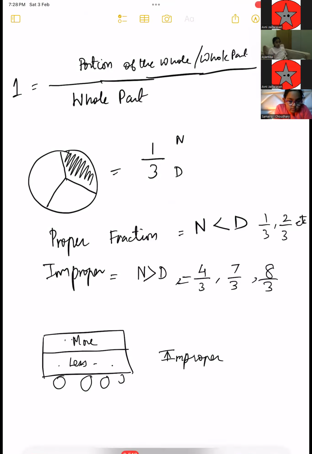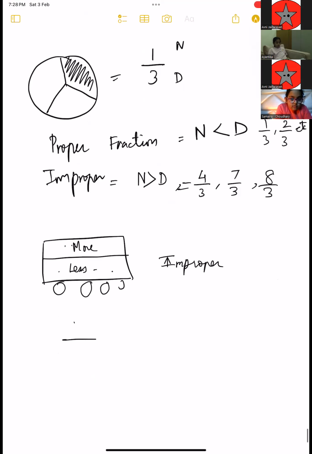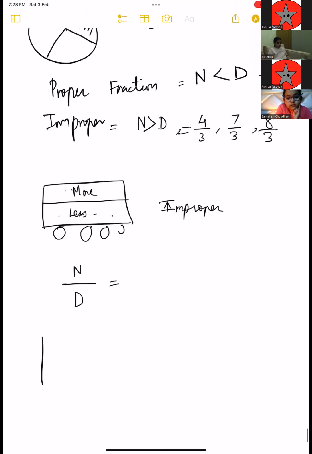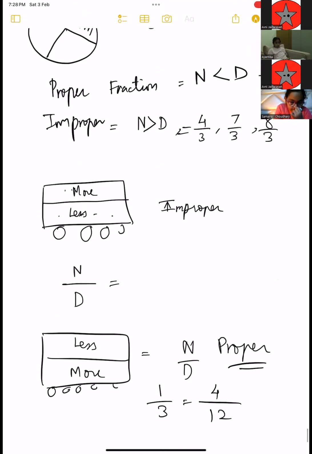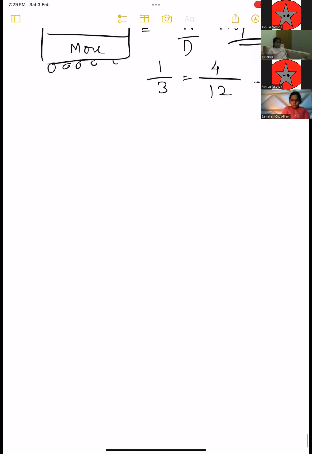You will remember that improper means जब numerator is becoming bigger than the denominator. So this is improper. And the bus is a proper arrangement when we have more passengers नीचे and fewer passengers upper. So this becomes proper. Got it? Like 1/3 or 4/12, etc. Okay? So this is a fraction.